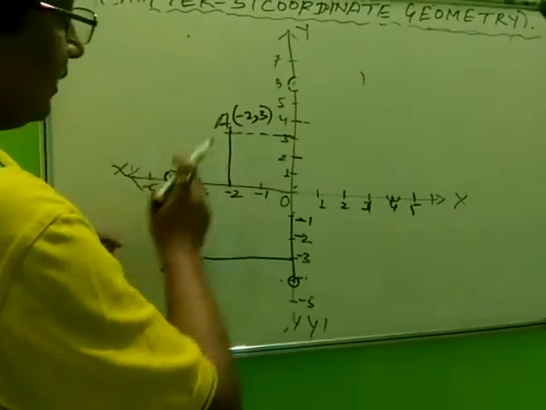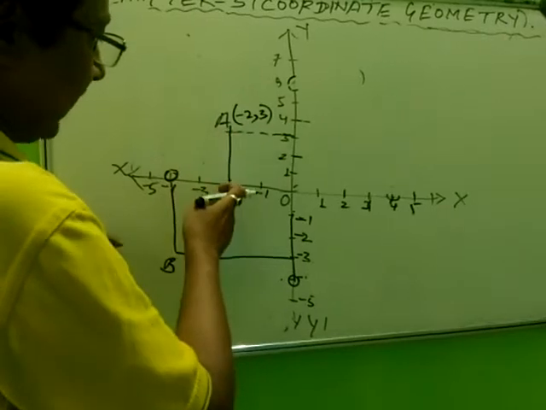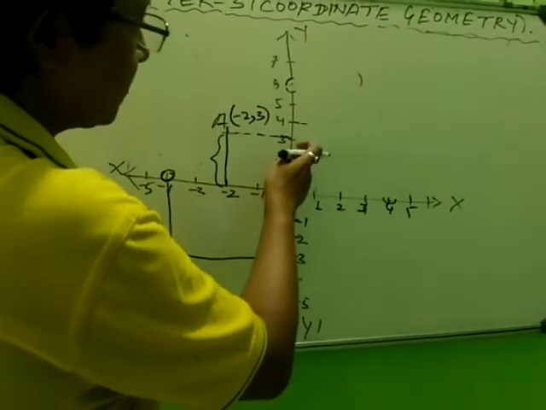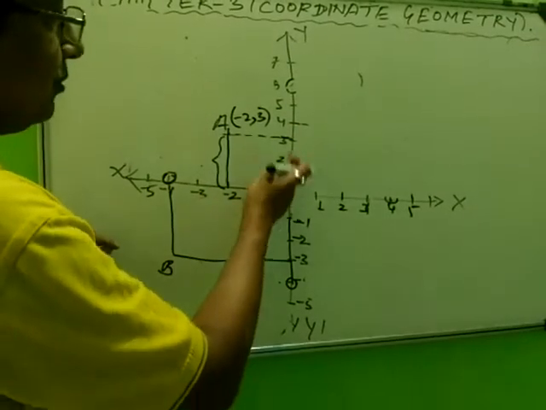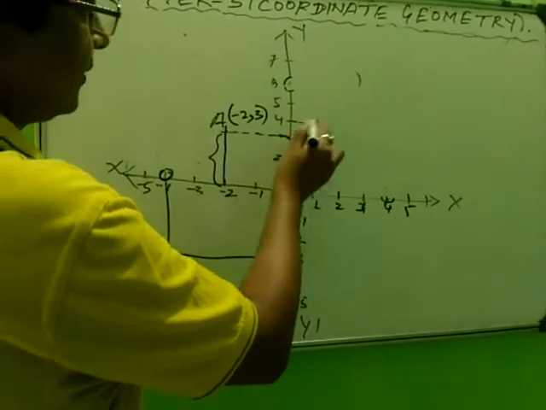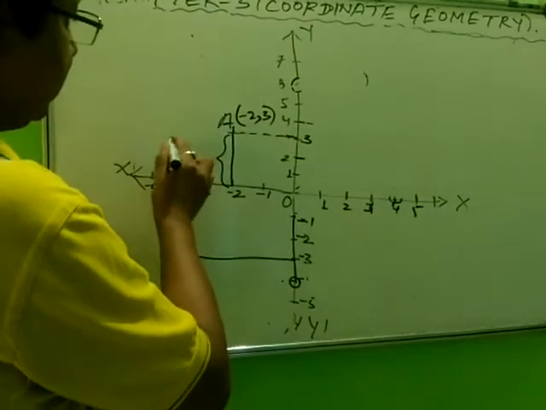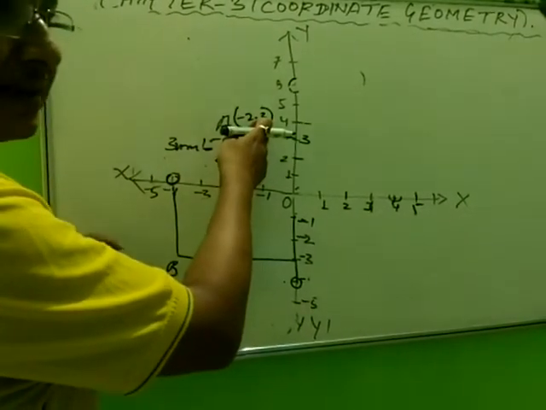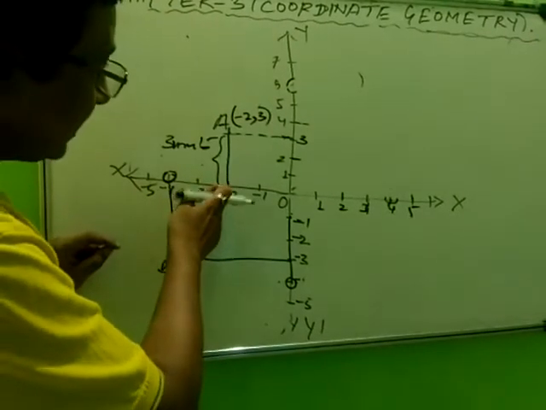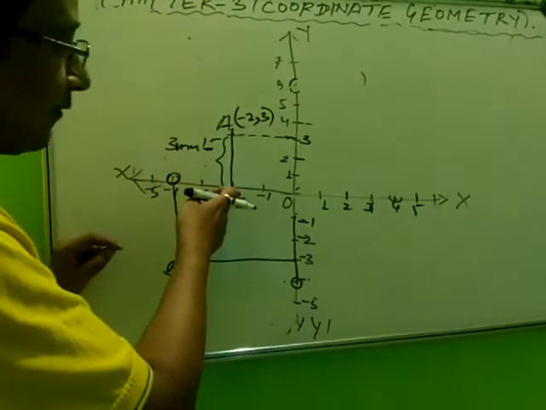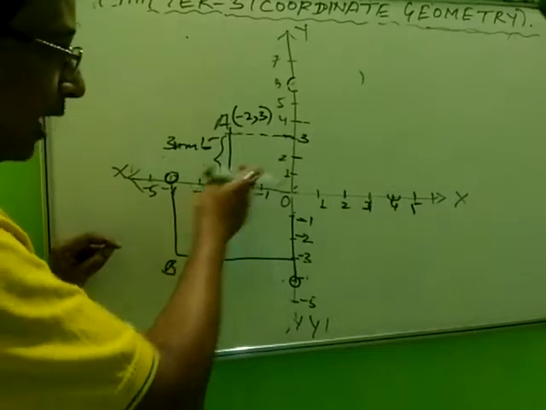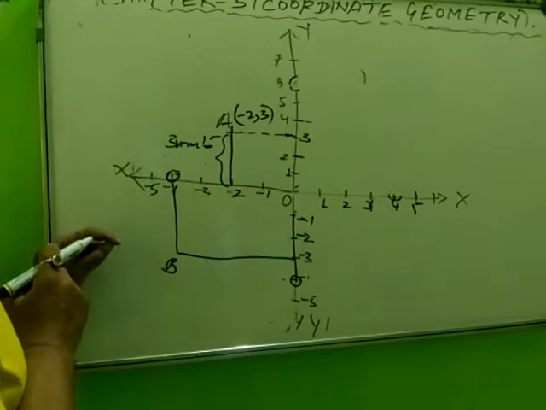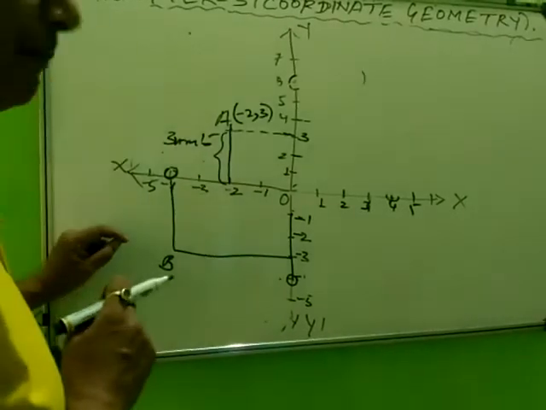Now the distance of this point A from the x axis: how much is it? You can see from here, 0 to 3, so it is 3 units. That means you have taken the y coordinate. The question was the distance of point A from the x-axis, so you took 3 units. That means you took the coordinate y, but in units, not in centimeter or meter.